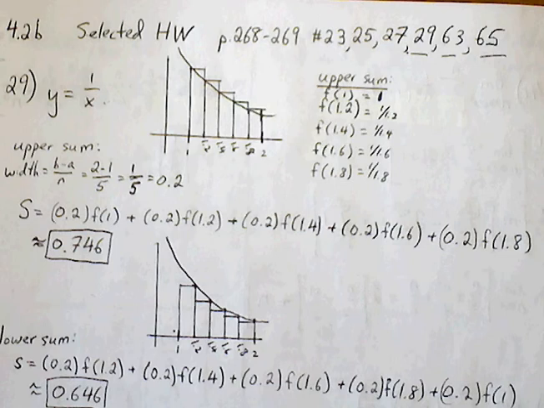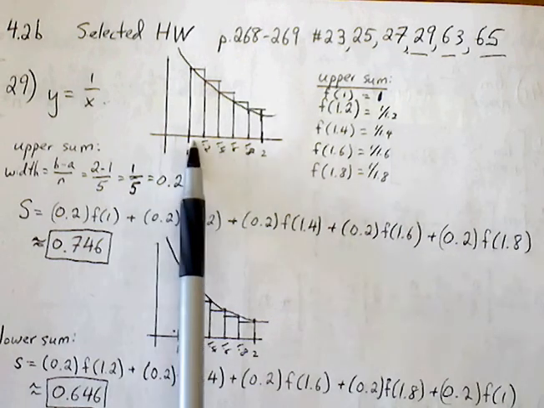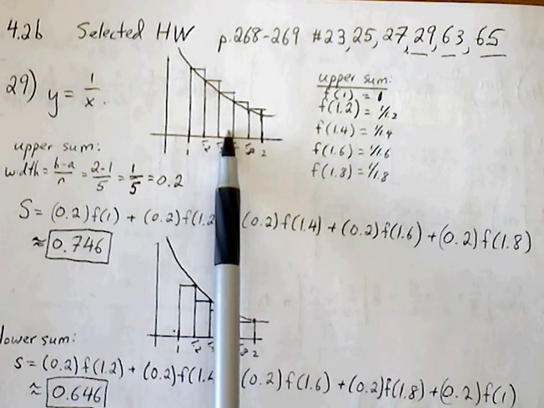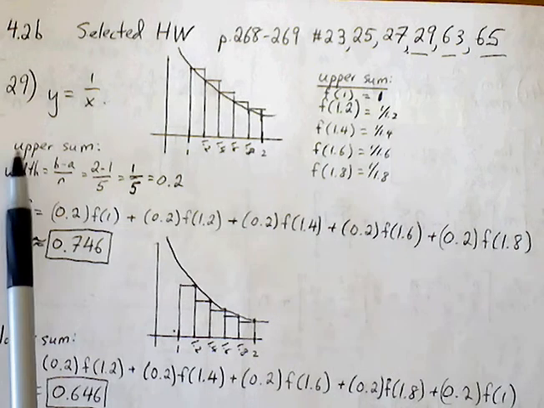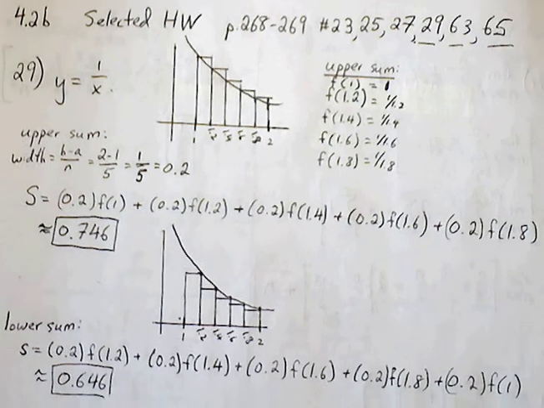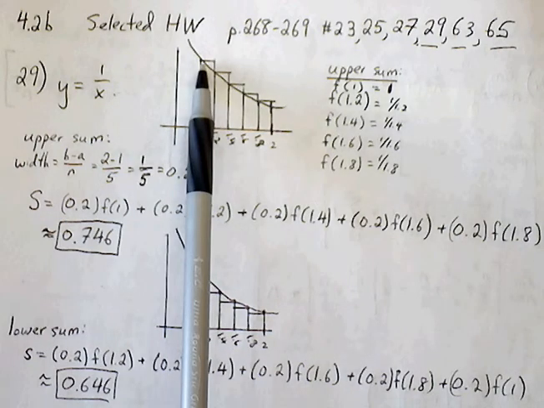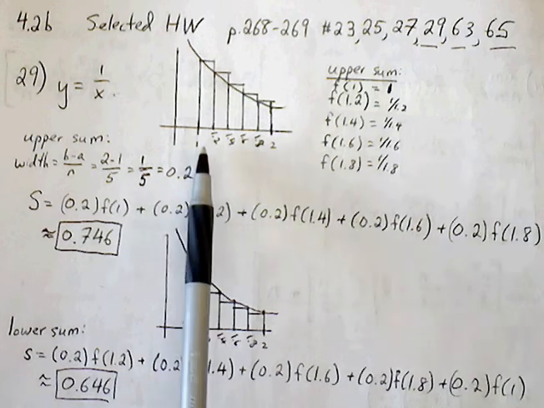So I redrew the graph given in the book, and we see that we have five rectangles that we want to use. So let's first start off with upper sum. For an upper sum, we're trying to draw circumscribed rectangles, where portions extend above the curve because we want an over approximation.